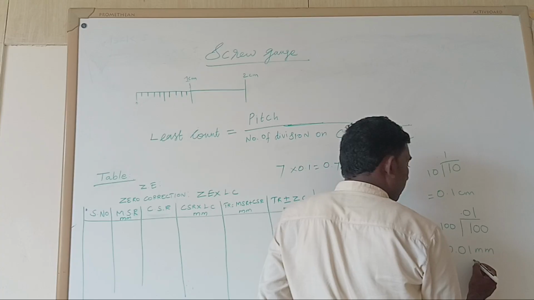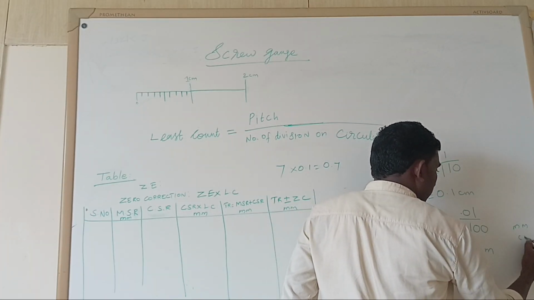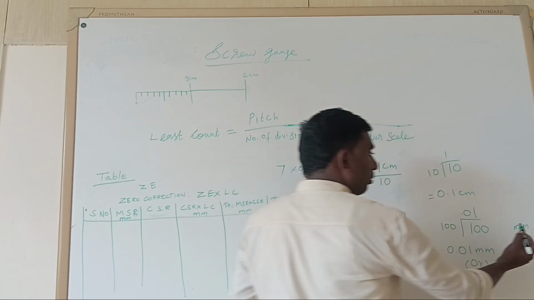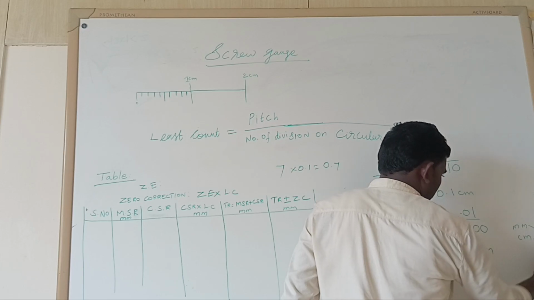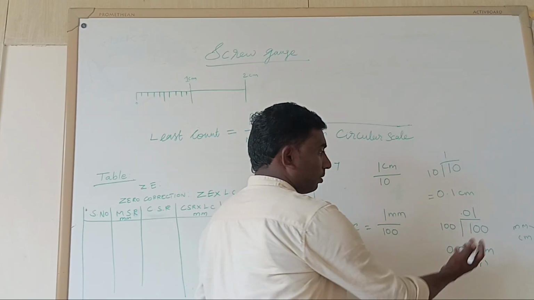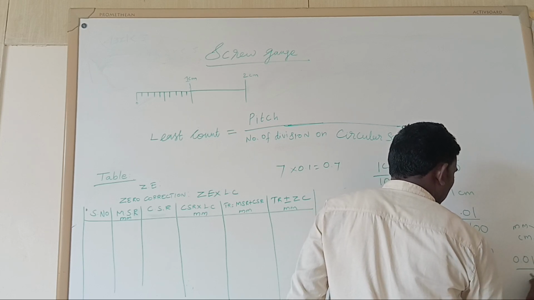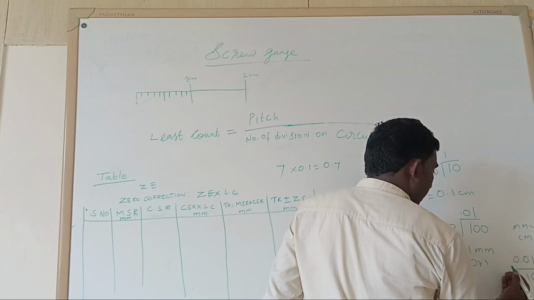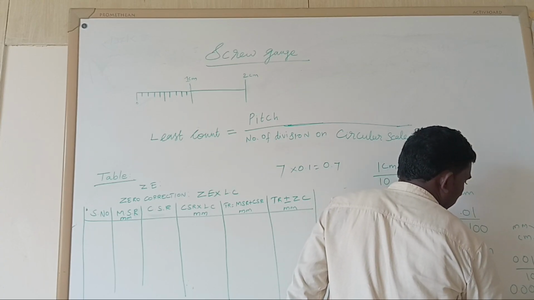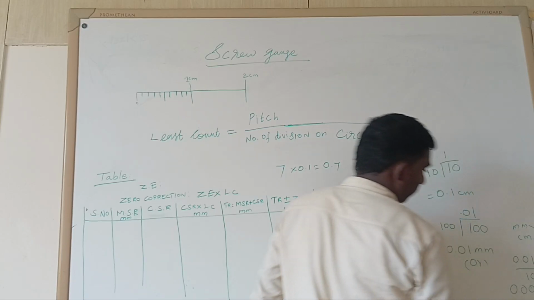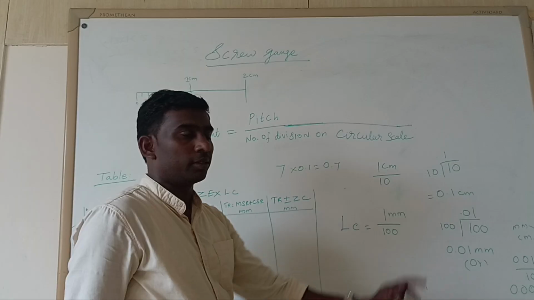Suppose you want to write it in centimeter. Millimeter to centimeter, small value to big value. If you want to change, you divide by 10. So we divide 0.01 by 10, so we add one more 0: 0.001 centimeter. If you write it in millimeter, we will write only that.